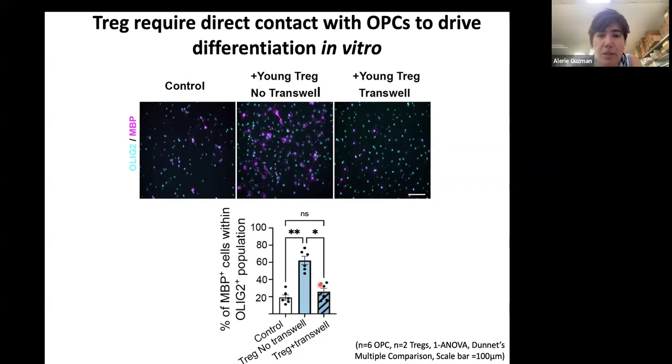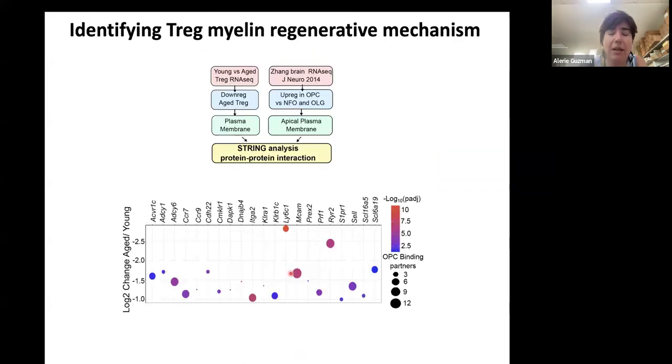So we next wanted to narrow down the candidates by using this information and publicly available data sets. To narrow down those 300 candidates, we took the proteins that were expressed in the membrane in Tregs and were decreased with aging, and combined this with publicly available data sets showing those genes that are enriched in OPCs versus oligodendrocytes and also expressed in the plasma membrane. Then we did a protein-protein interaction analysis. We came across about 20 candidates, and then, taking into account the number of binding partners and a few other factors that I'm not going to detail here in the interest of time, but happy to discuss later on, we narrowed this down to 7 candidates that we tested in vitro.